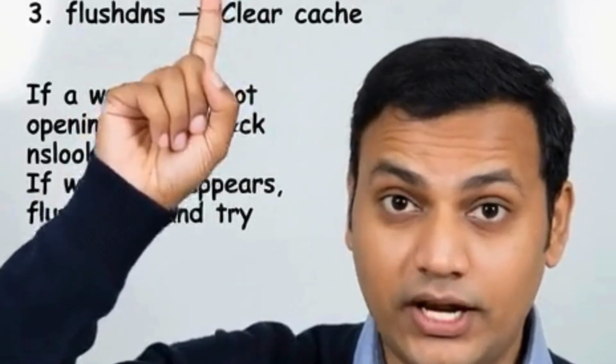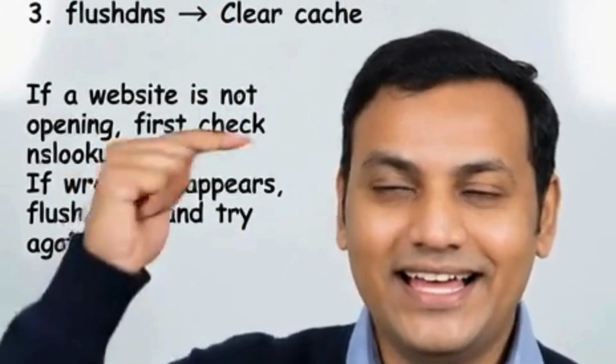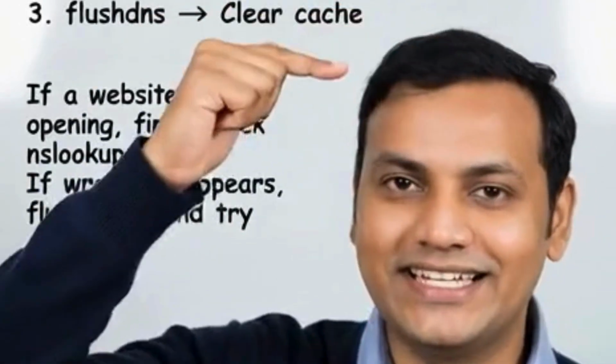First, use nslookup to check DNS. Then use displaydns to view the cache. If there's a wrong IP, use flushdns to clear the cache and try again.